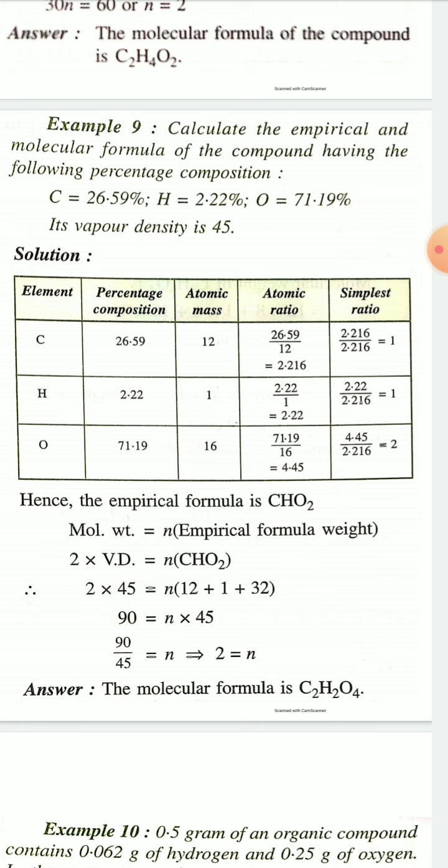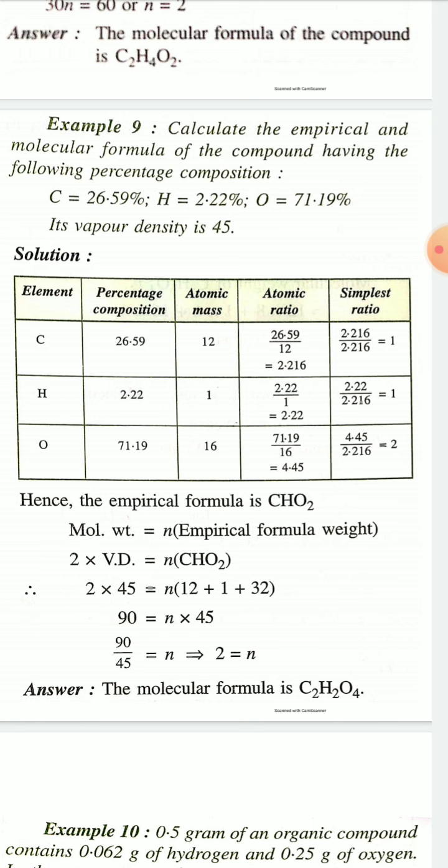An atomic ratio or simplest ratio of oxygen becomes 4.45 divided by 2.216. It is nearly about 2. So the empirical formula of the compound becomes 1 carbon, 1 hydrogen, and 2 oxygen, that is CHO2.